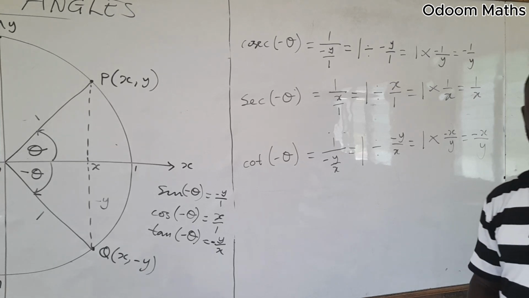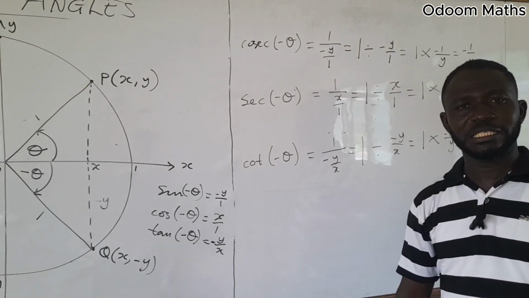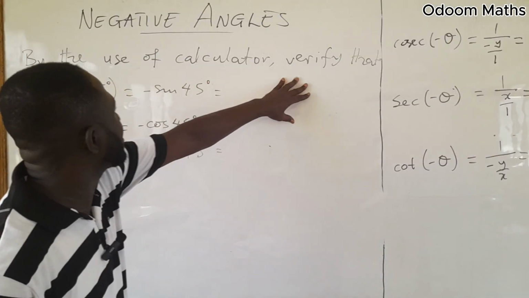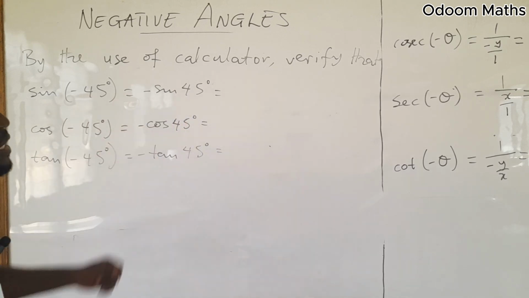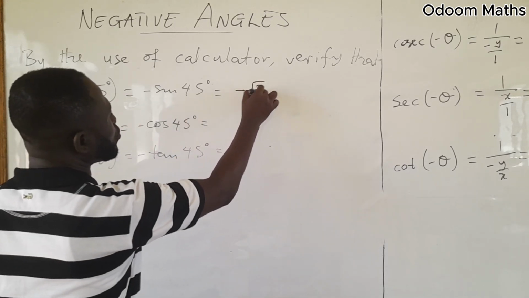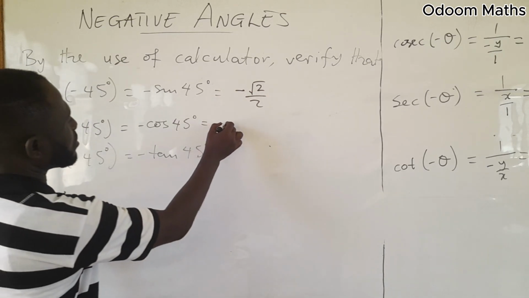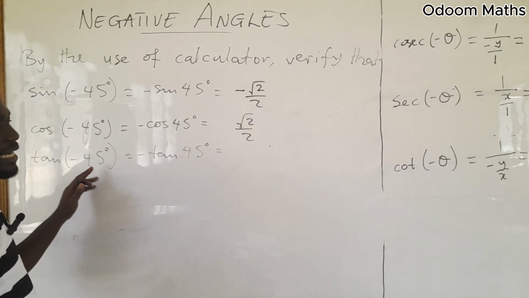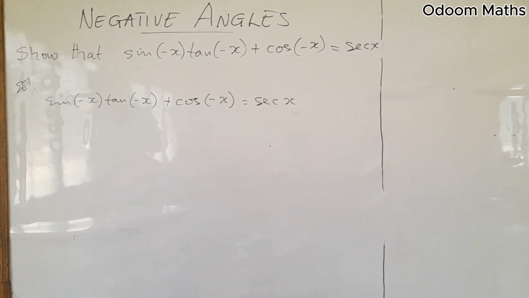Now let's look at one example, or let's say 2, and then we draw curtains to this very important lesson. By the use of a calculator, verify that sine negative 45 is equal to negative sine 45. When you use the calculator, this is going to give you negative root 2 over 2. Then cos of negative 45 is going to give you root 2 over 2. And tan of negative 45 is also going to give you negative 1.